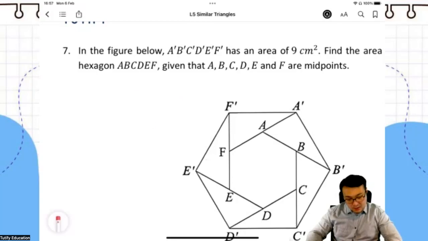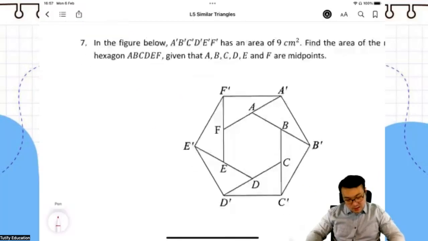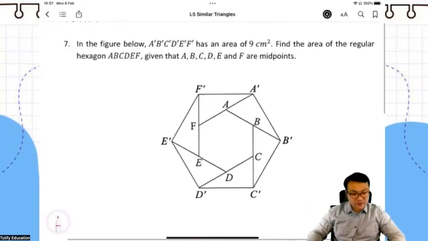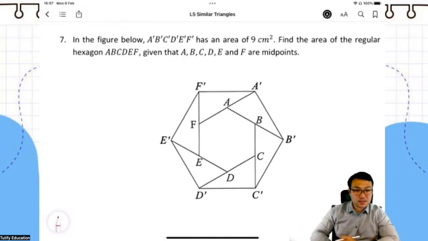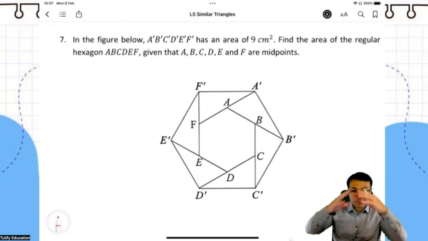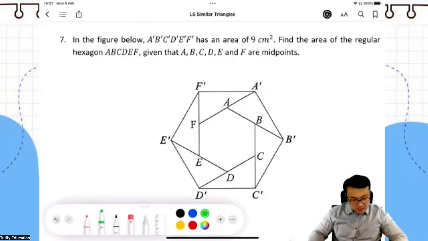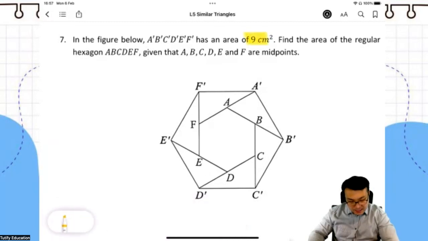Okay. So students, we have a big hexagon, which is A prime, B prime, C prime, D prime, E prime, F prime. And we have a smaller hexagon, A, B, C, D, E, F. So they are telling us that the big hexagon has an area of 9 cm squared. What else are they telling us?